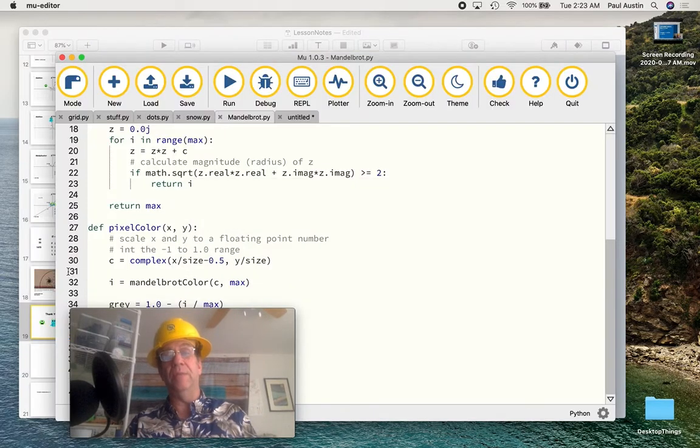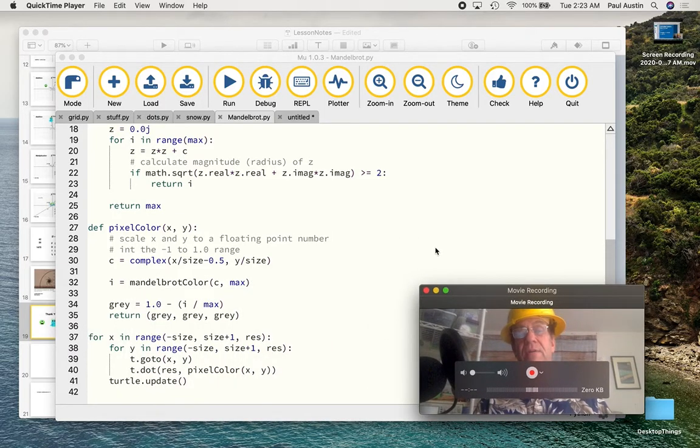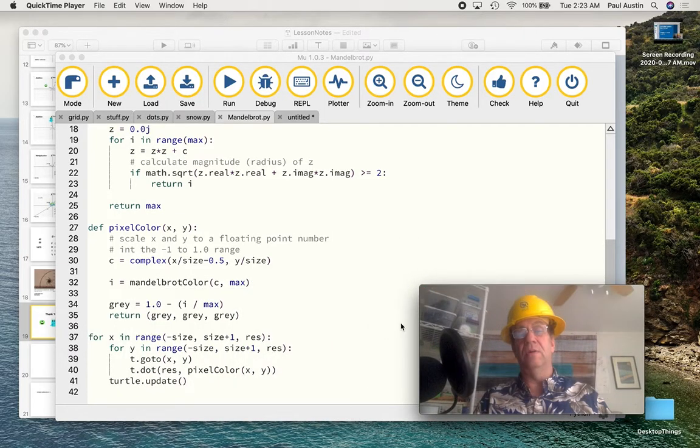So let's look at the sample code we have. And I'm going to take my screen here and put it back on the side. Are we good there? All right, we're good.